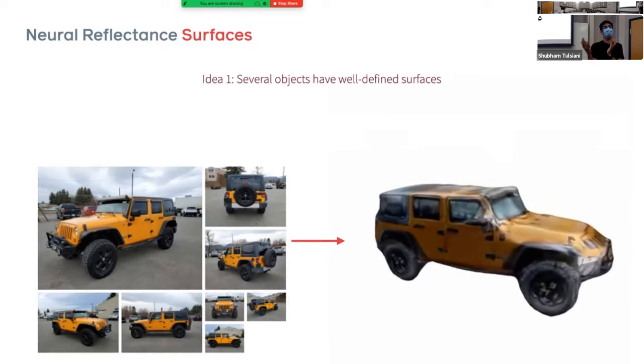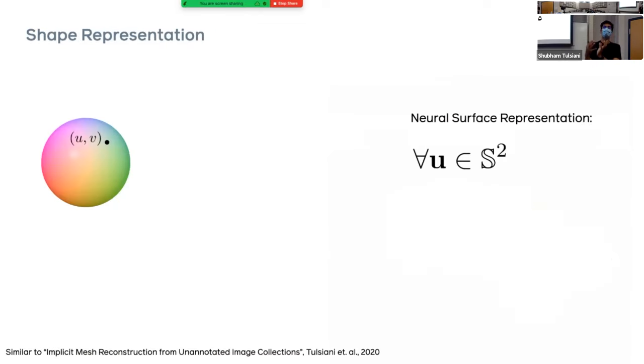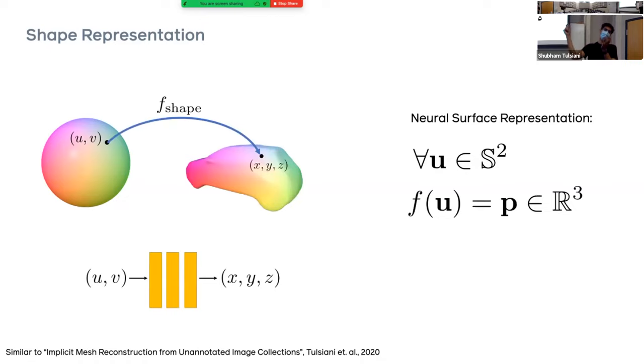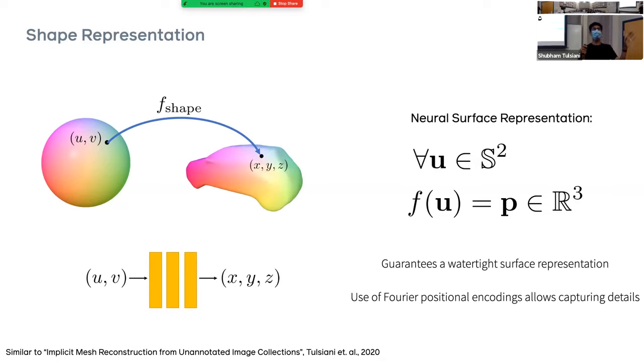And so the shape representation that we use explicitly models the geometry as a deformation of a unit sphere. Given any point UV on a unit sphere, we have a neural network that maps it to a real world 3D coordinate. By construction, this neural network deforms the original sphere into some other deformed mesh, but still guarantees a watertight geometry. And through some tricks in the encoding, we can ensure that you can still recover a large amount of precise detail if needed. So the shape representation is very simple. It's a neurally deformed sphere representation.